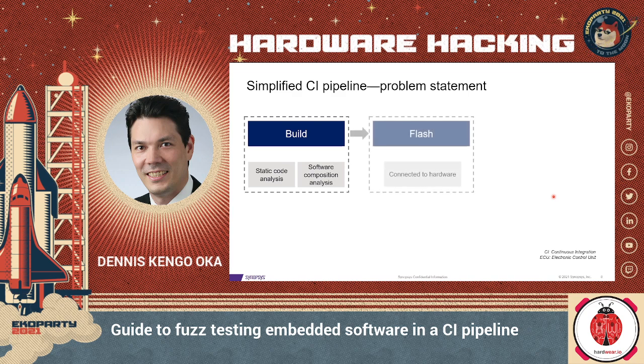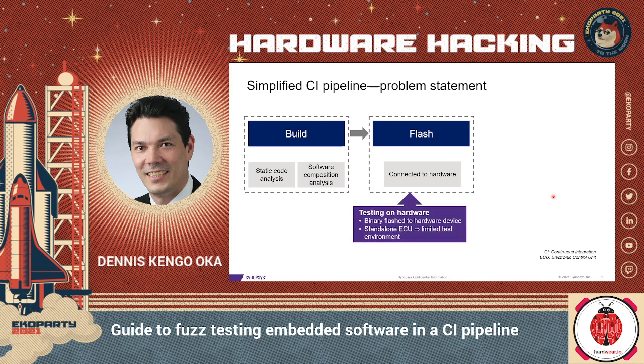In the next step, we have our flashing, where we connect to the hardware device. And this is typically the first challenge we have, that testing will then be performed on hardware. We need to flash our binary to a hardware device, a microcontroller, or an ECU. And often that test target, the standalone ECU, is running by itself. So we have a limited test environment, which is also a challenge.